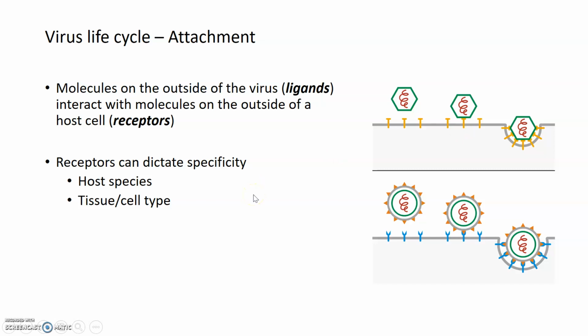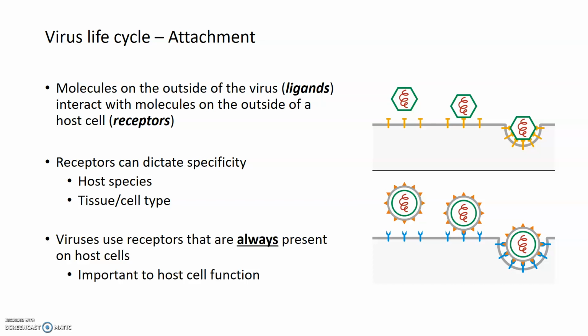And receptors can also dictate specificity in an organism, in terms of what cell types or what tissue types a virus can infect. So it's possible that your lung tissue has different receptors that a virus can bind to than, say, your muscle tissue, which makes your virus able to infect your lung cells but not able to infect muscle. And so those receptors that are present on the outside of the host are what really dictates what a virus can attach to and ultimately affect and what it can't.